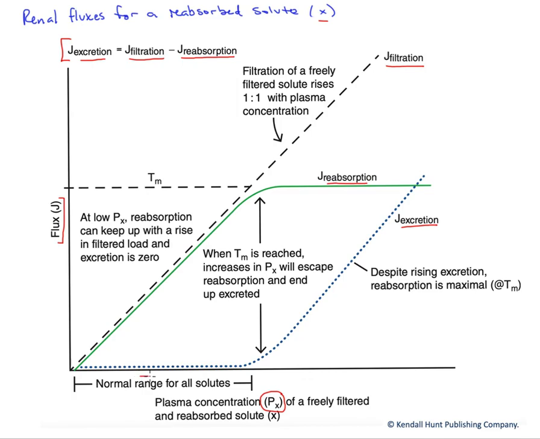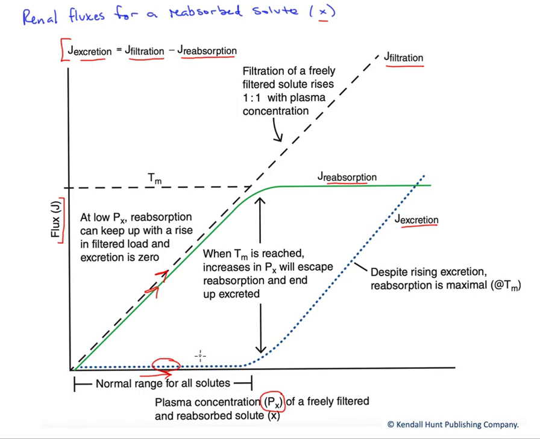And as our plasma concentration of this solute rises, what we're going to find is that because all small solutes are freely filtered, filtration in our dashed line is going to go up 1-to-1 with our plasma concentration rising. But because this is a reabsorbed solute, something we do not want to excrete either at all or very little of, we're going to find that our reabsorption is going to rise at the same rate as our filtration. So for a nutrient, for instance, we would want the filtration and the reabsorption to match so that our excretion would be 0, no matter what our plasma concentration is within this normal range.